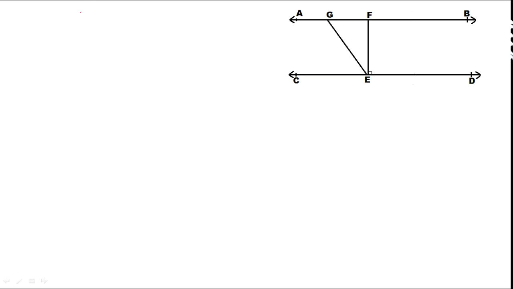First of all, I will be writing what is given to us. Given: angle GED is 126 degrees. Moreover, EF is perpendicular to AB, so EF is also perpendicular to CD. So these angles are angles of 90 degrees. Now let me mark this as x, this as y, and this as z.